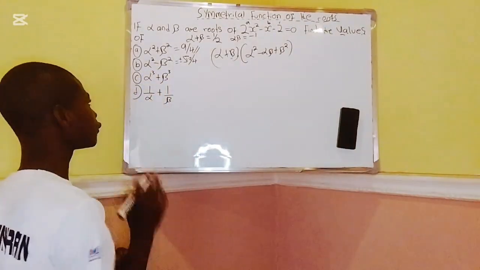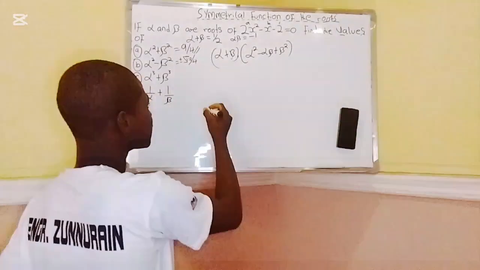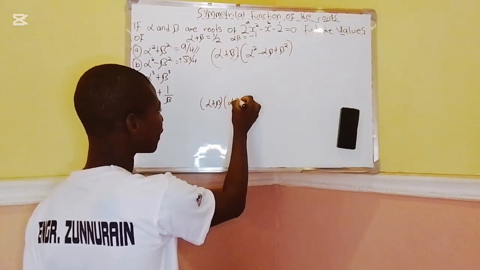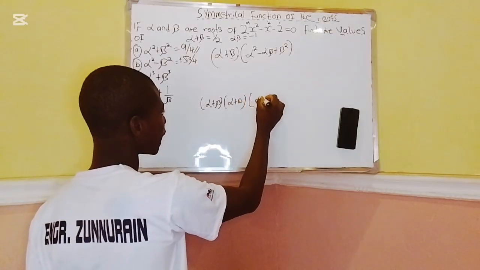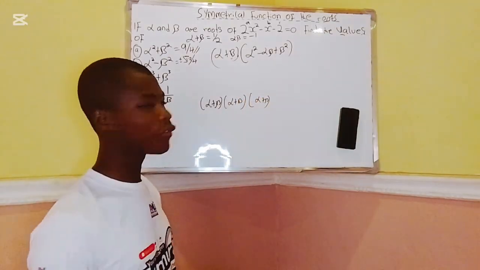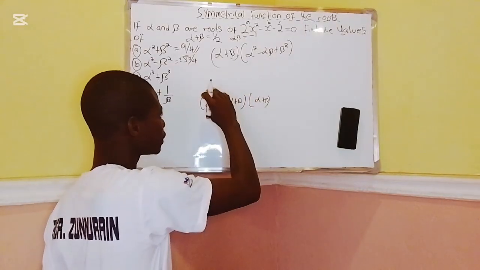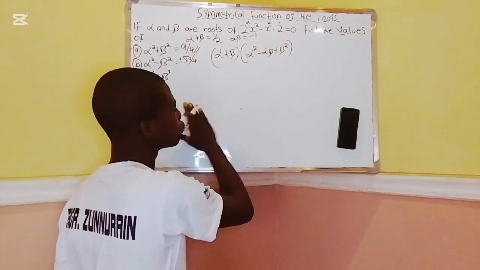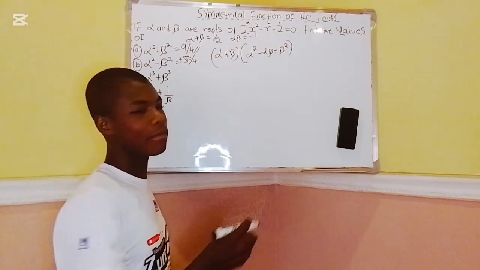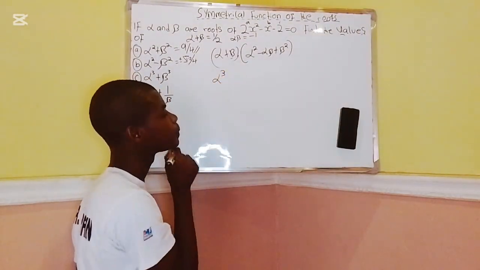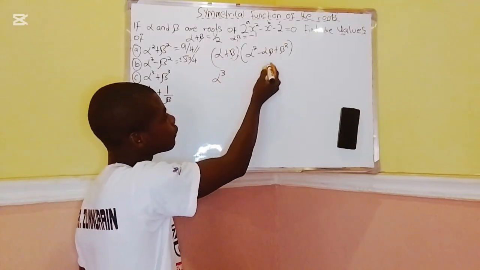Because we have alpha cube, it is the same thing as writing alpha plus beta, times alpha plus beta. If you simplify this and this, you will get this value. So alpha multiplied by alpha squared will be equal to alpha cube.